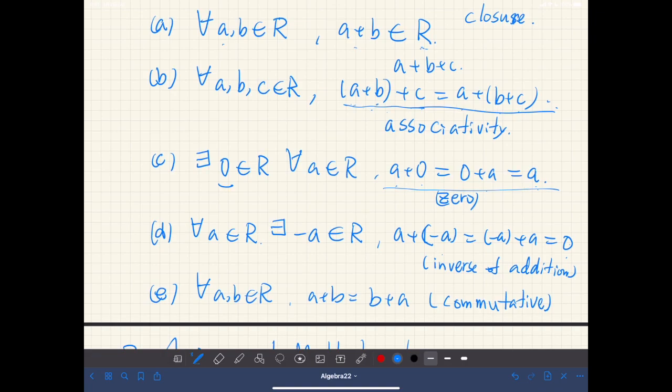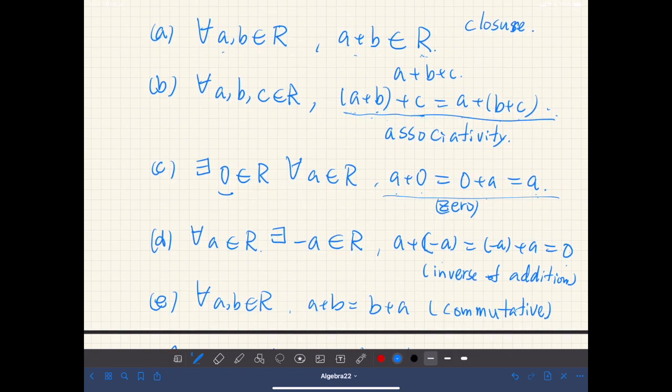And next, the existence of zero. This zero, although we use the same symbol as the number zero, is just one element, any element that behaves like this. We could have written this as, for example, alpha. So A plus alpha is equal to alpha plus A is A. If alpha satisfies this equation, then this alpha, this specific element, can also be called a zero.